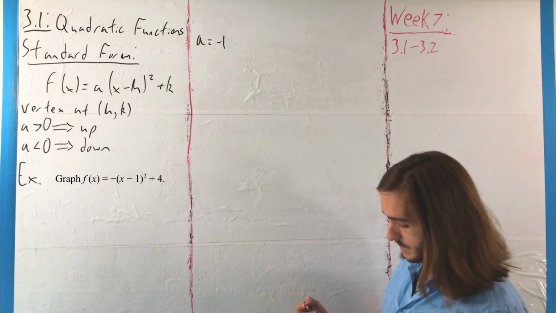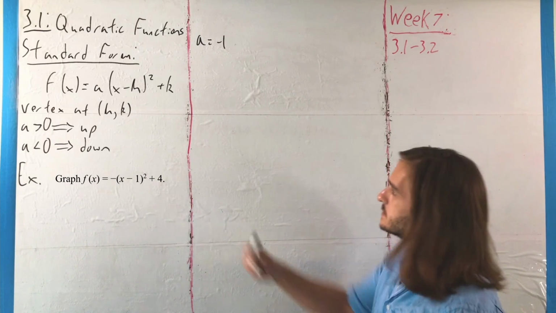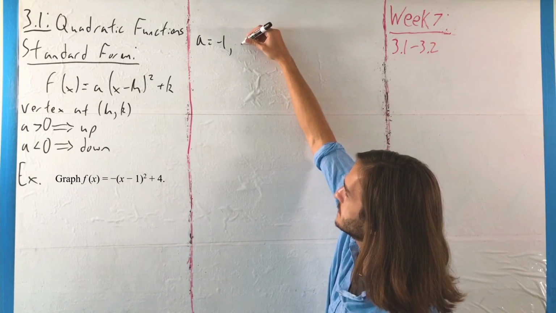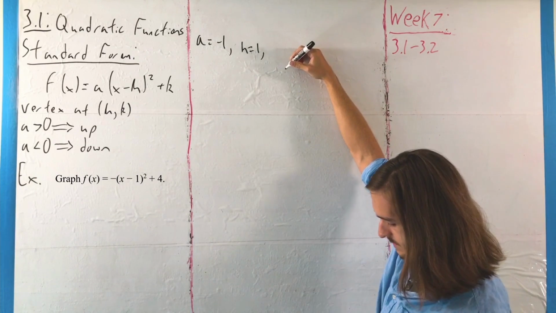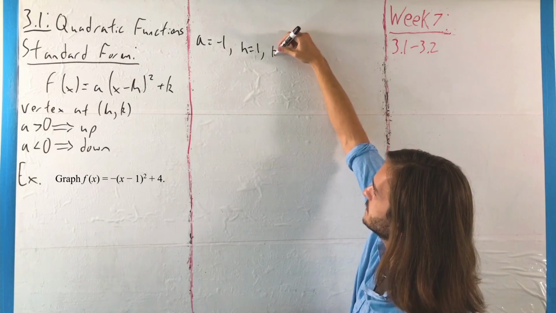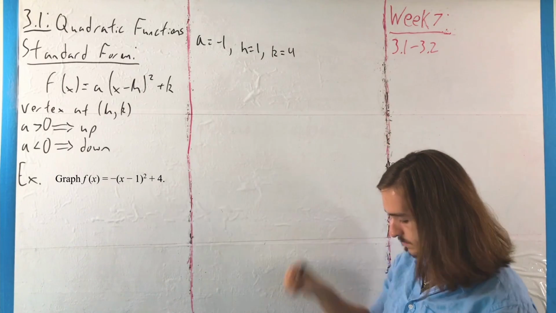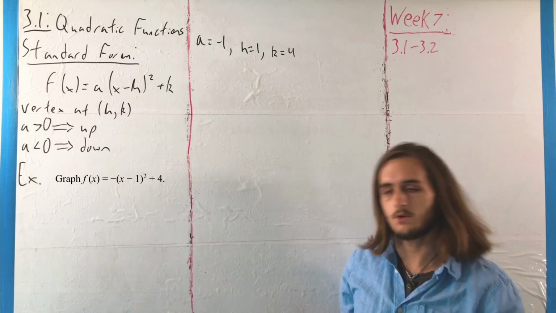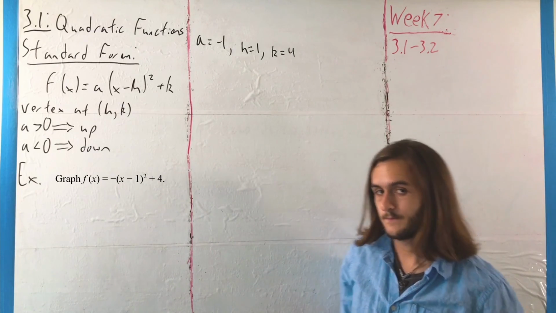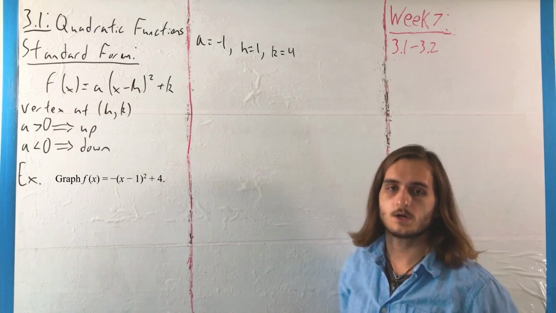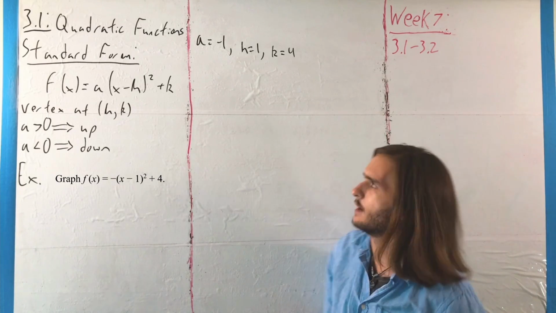And then also, because we have x minus 1, that means that h is equal to 1, and then we have plus 4 on the outside, so k is equal to 4, and that tells us that we're looking at something that opens down with its vertex at the point (1, 4). Pretty important to have there in mind for where we're going to end up.